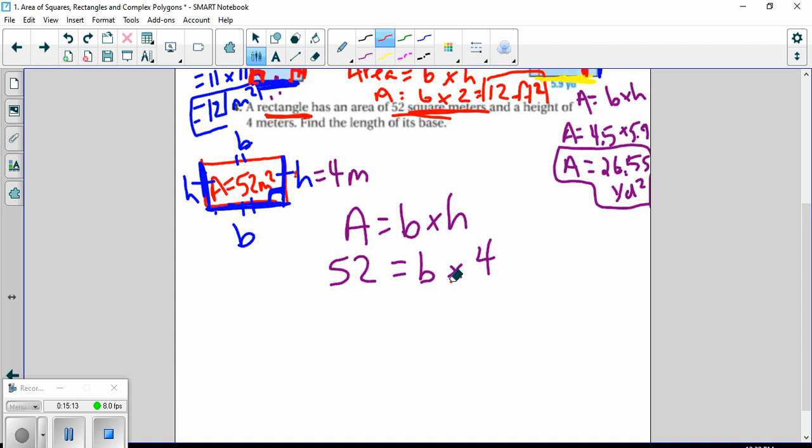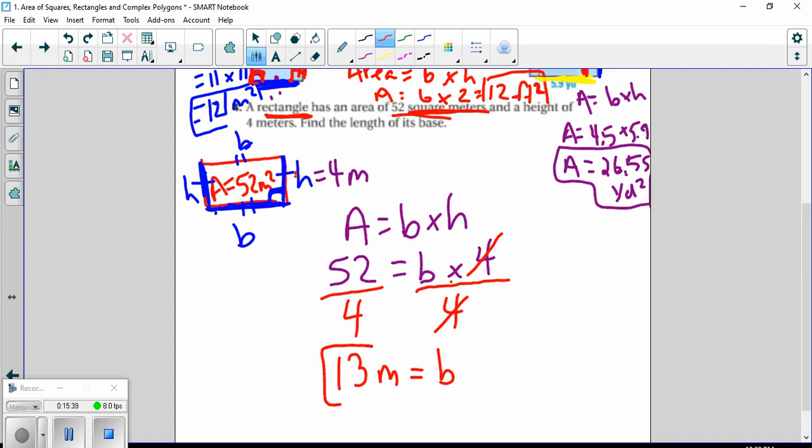I'm doing B times 4. What undoes multiplication? The operation that undoes multiplication, good, is division. So these 4s would cancel, and 52 divided by 4 is 13. So 13 meters is the base. You do need to include units in your answer. So the base is 13 meters.